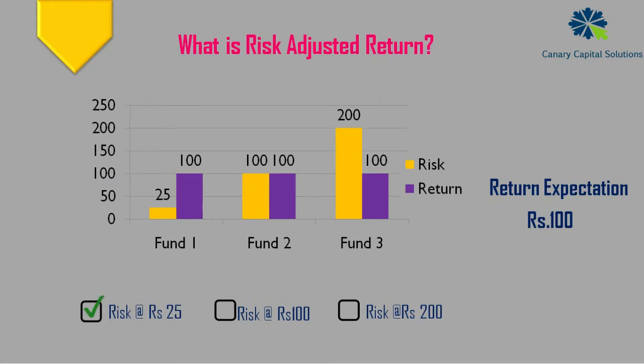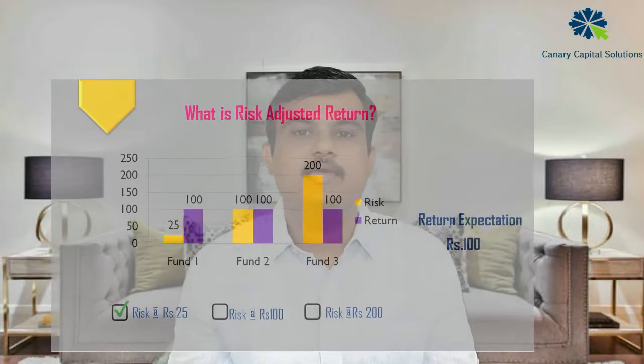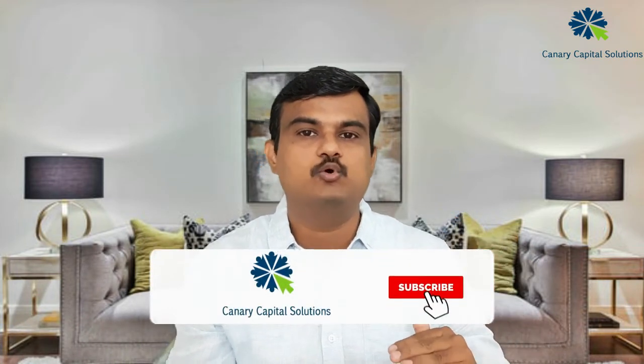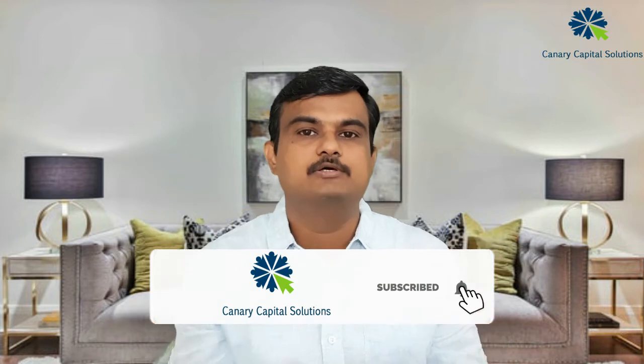So which option will you all choose? I think logically we all will choose the option number 1, which is investing 100 rupees and taking risk of 25 rupees. This is simply put as risk adjusted return, which is nothing but your risk should be substantially lower than the return what you make. So this is risk adjusted return for you.